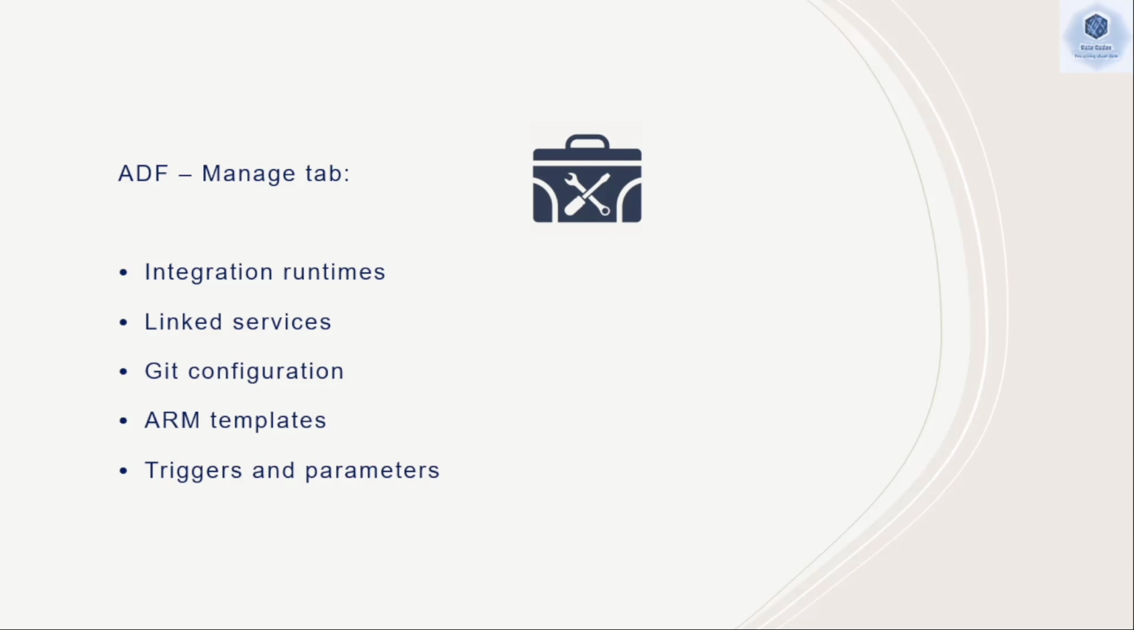So this Manage tab is very helpful for you to maintain all the things that you have been using for your pipelines in this Azure Data Factory. So these are the 4 tabs available in Azure Data Factory: the home tab, the author tab, the monitor tab, and the manage tab. So these are the high level features available for you in Azure Data Factory.